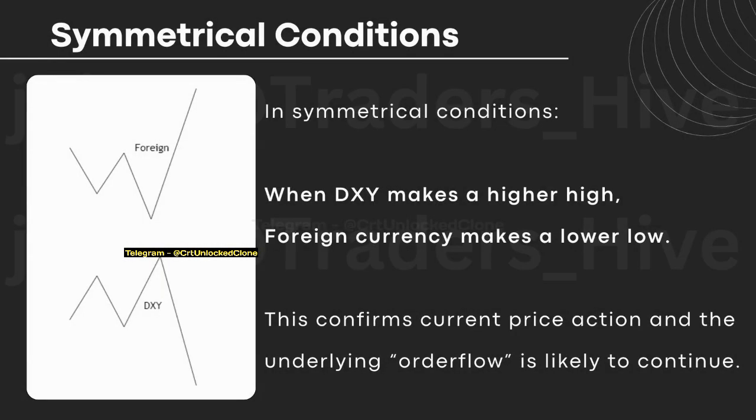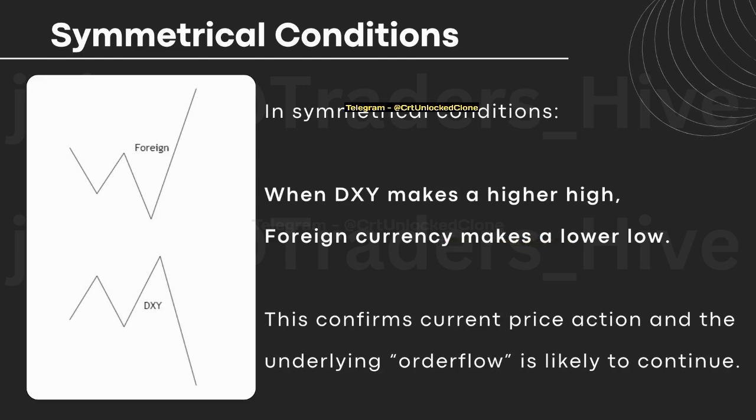So another scenario for symmetrical market condition is when DXY or the benchmark asset makes a higher high, and the underlying or the foreign currency makes a lower low. This type of structure in order flow basically confirms symmetrical market condition, and it suggests that the underlying structure is going to continue. This is how you're going to determine whether we are in a symmetry or not.